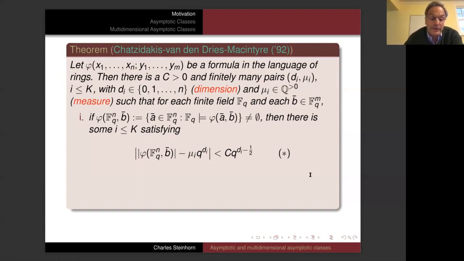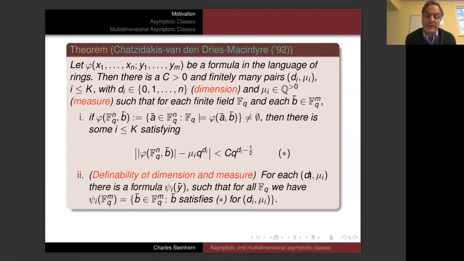Then there's a second part that plays a very important role in what comes, which is the definability of dimension and measure. So what it says is that for each dimension measure pair, which is giving you the size of these sets, there is a formula such that for all finite fields, the set of m-tuples, the set of parameters for which di, mu i is the relevant dimension measure pair, is definable. So this is definability of dimension and measure. And this theorem uses the Lang-Weil estimates combined with a partial quantifier elimination. And it's the fact that you have quantifiers, as I indicated in the case of squares, that requires the rational coefficients here.